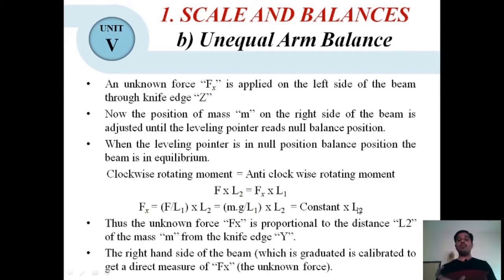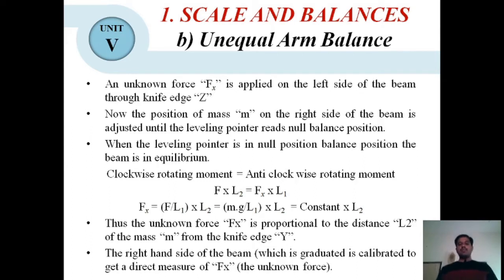In the equal arm balance, we measure the forces with respect to the change in masses. In the unequal arm balance, we measure the forces with the change in position, that is length L2. Thus the unknown force Fx is proportional to the distance L2 of the mass m from the knife edge y.